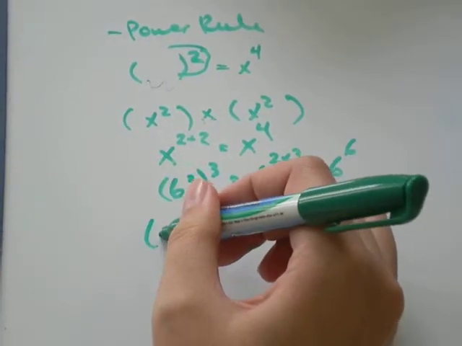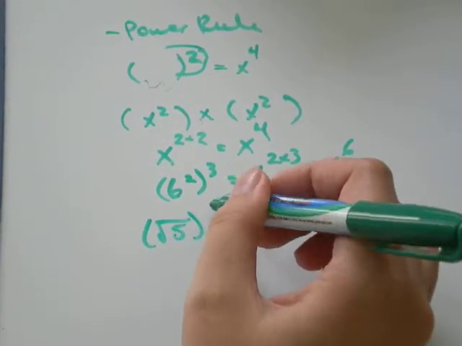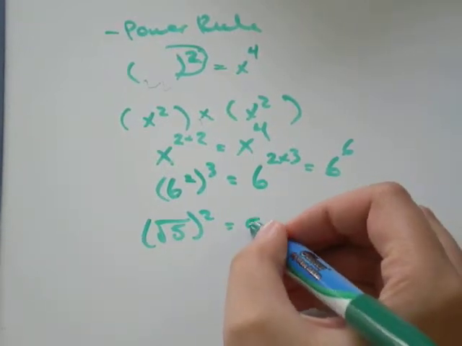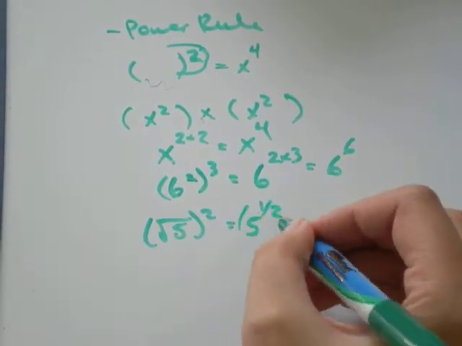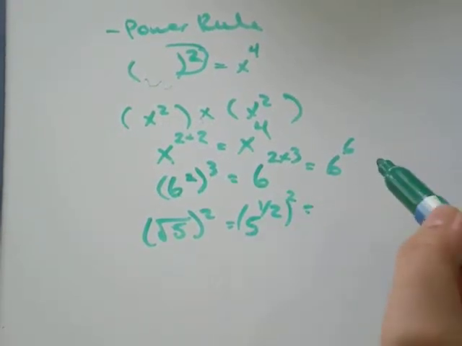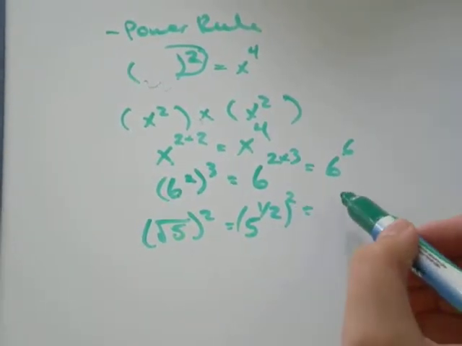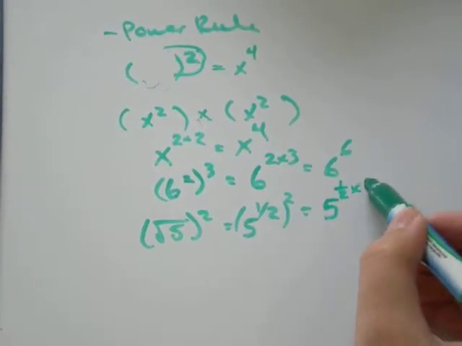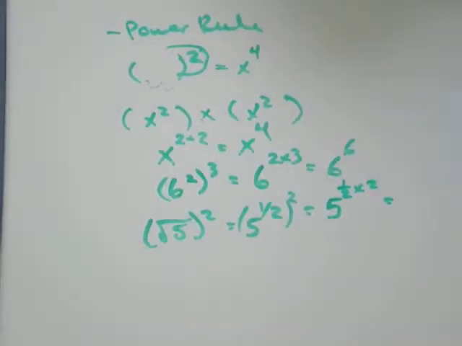If you had the square root of 5 to the power of 2, the square root of 5 is the same as 5 to the exponent of 1 over 2, all to the exponent of 2, and that would be 5 to the 1 over 2 times 2. A half times 2 is just equal to 1, so that would be equal to 5 to the power of 1, which is the same as 5.